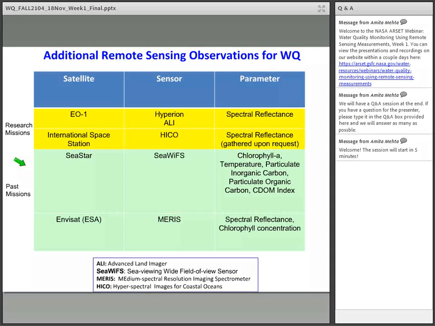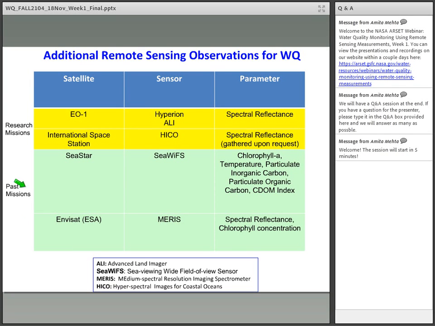Okay, so these are additional missions. EO-1, or Earth Observing satellite 1, and these two. There is a sensor HICO, which is Hyperspectral Imager for the Coastal Ocean. These are experimental or research missions. So data are available, but they have to be requested. We will talk about that, but they are hyperspectral and quite useful, but they are still research missions.